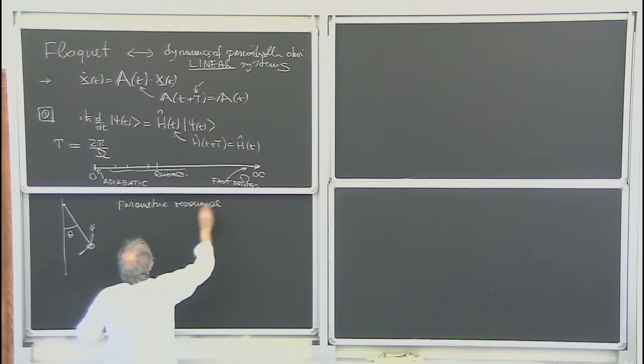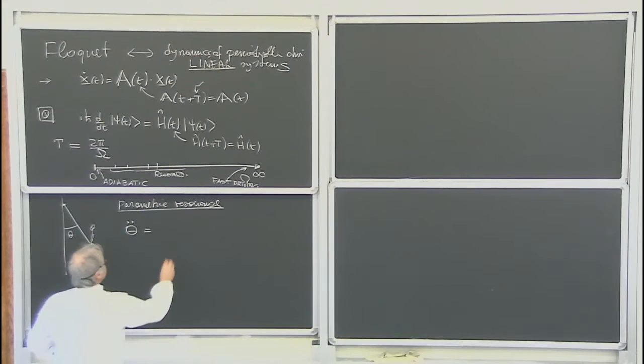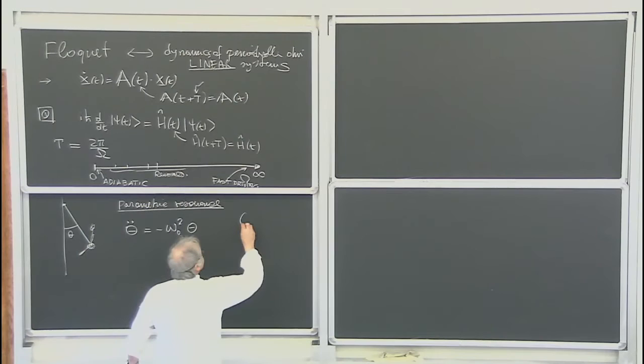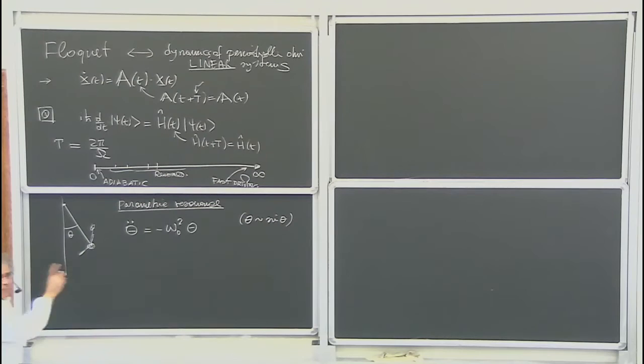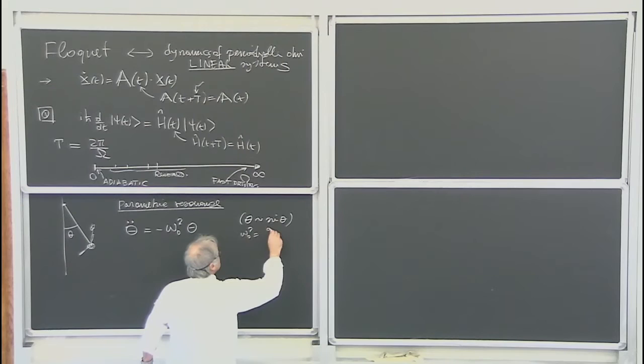The linearized equation for this pendulum is obviously theta double dot equal to minus omega zero squared theta, right? I have here taken theta small, okay? Don't worry about the details, this is just a plan. We'll do things later on, okay? Now, omega zero is just the square root of g over L, where L is the length of the swing.